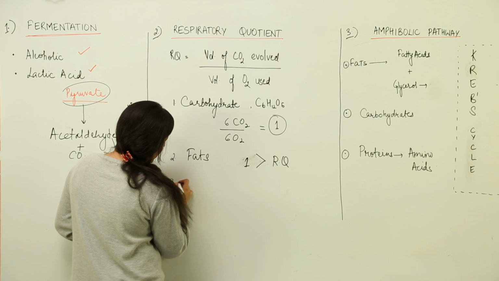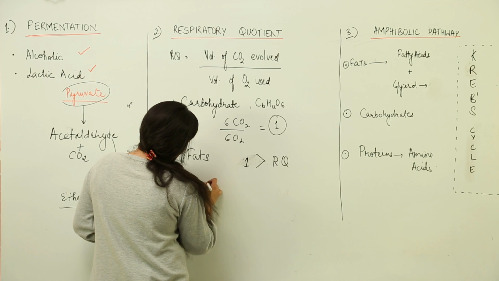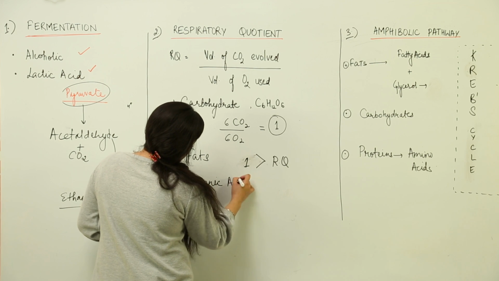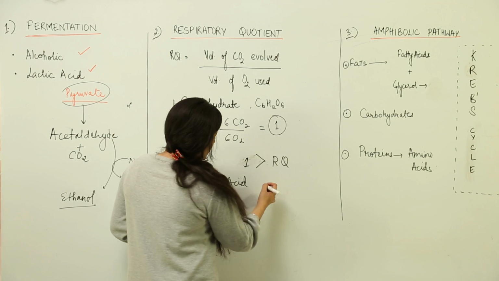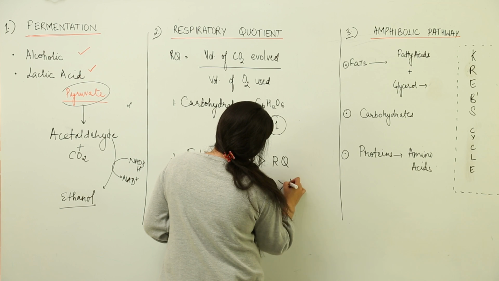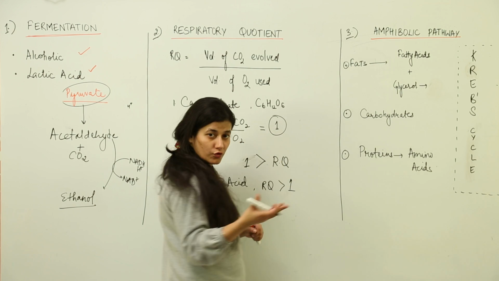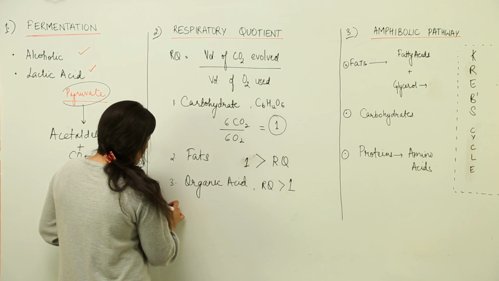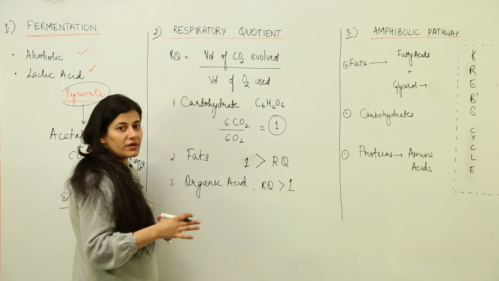In case of organic acids, COOH comes in organic acid. It is already having so much oxygen. So in any case, the respiratory quotient for organic acids is greater than 1. It could be 2, 3, or 4, but it is going to be greater than 1. Alright, and the last one is the example of anaerobic respiration.